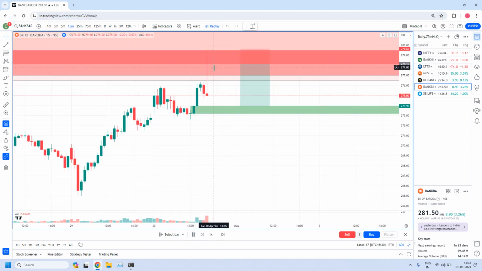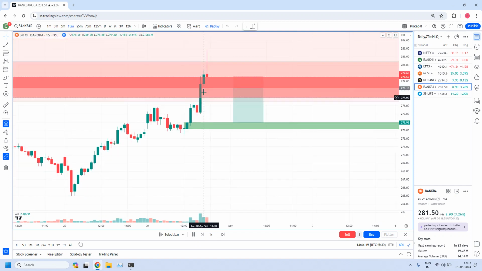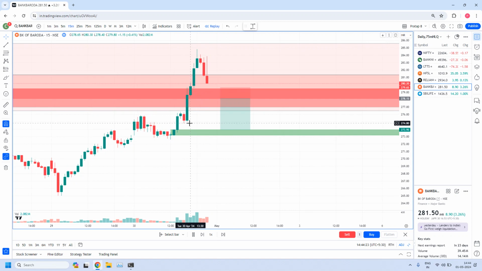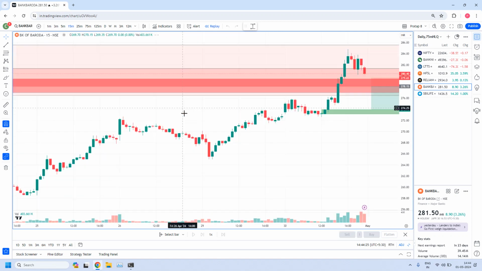See here, prices started, see the rejection and again came down and again moved up. The order flow pushed, but that is not good enough. Prices didn't reach up to here. It came and again moved up. Everything happened.